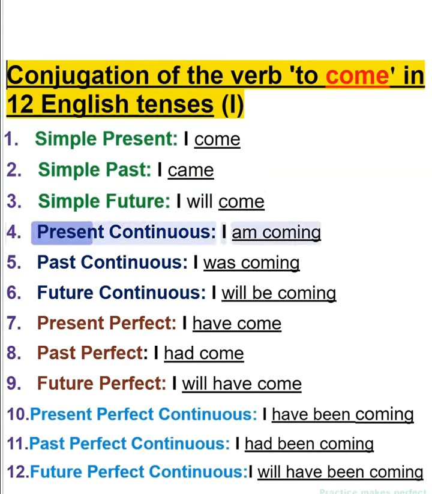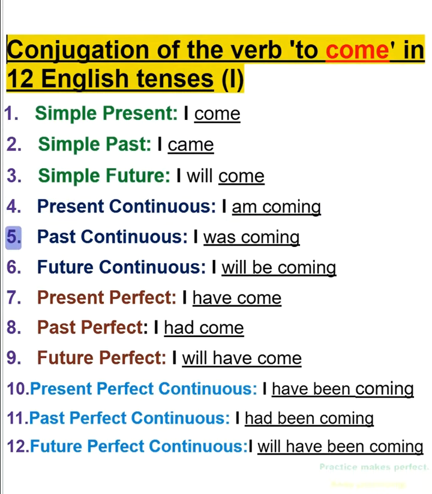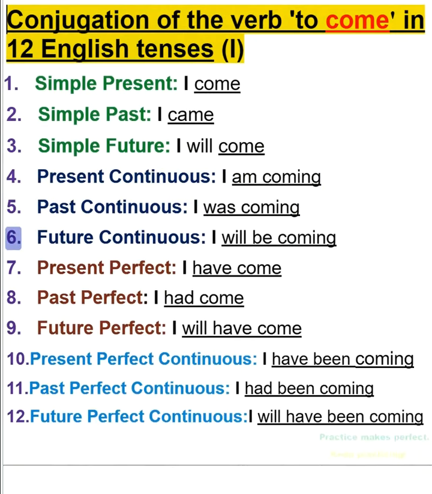4. Present continuous, I am coming. 5. Past continuous, I was coming. 6. Future continuous, I will be coming.